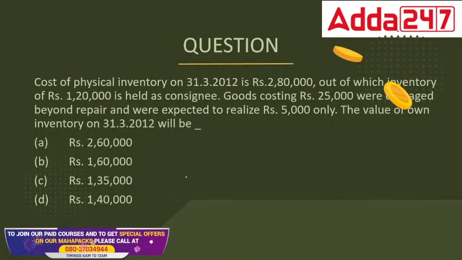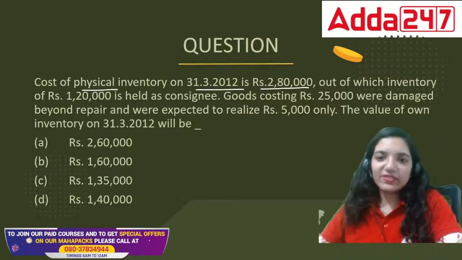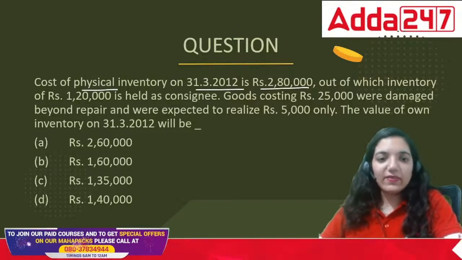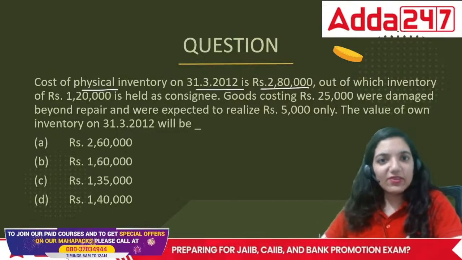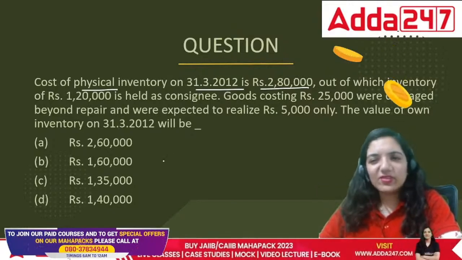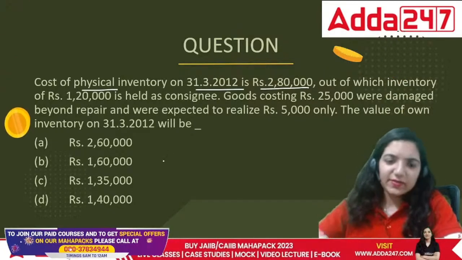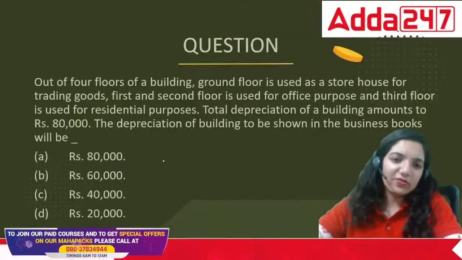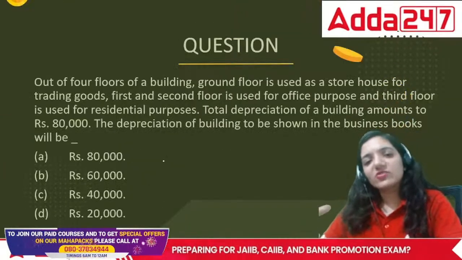Next point, the cost of physical inventory is given as 2,80,000. Okay, they are saying that there is a physical inventory that we are having right now, and they are saying that the cost of physical inventory is 1,20,000, is held by the consignee. So this is a part of consignment, so I think I am leaving this part. Okay, consignment is not a part of your syllabus there. Achha, let's try this question now.